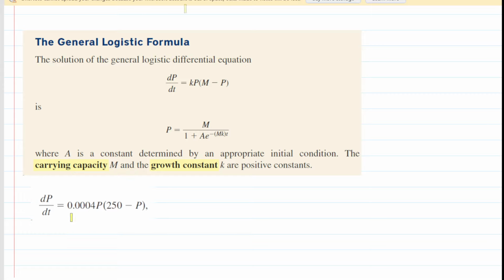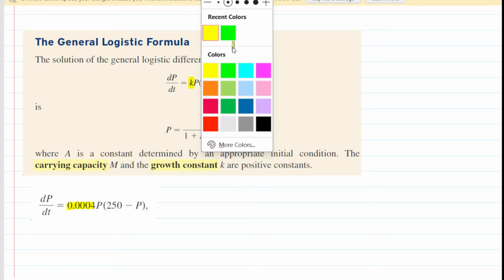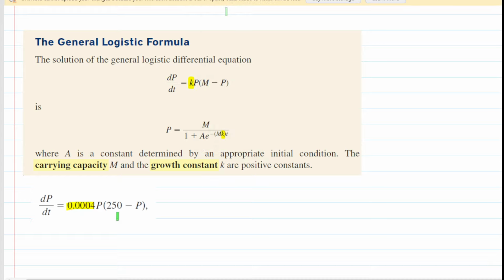So for instance, if we look at the given equation, we have this decimal in front of p, and that's going to correspond to the value of k in front of p. So if you look very carefully, that little k right there, you'd be plugging in the 0.0004. In addition, the 250 is in the position of m, the so-called carrying capacity. So you could plug 250 in for m there as well as there, and then that would begin to give you the answer to part A.